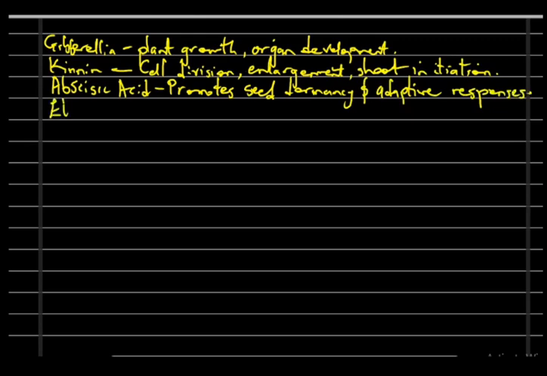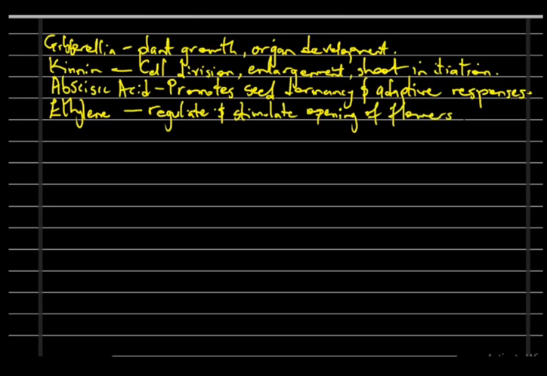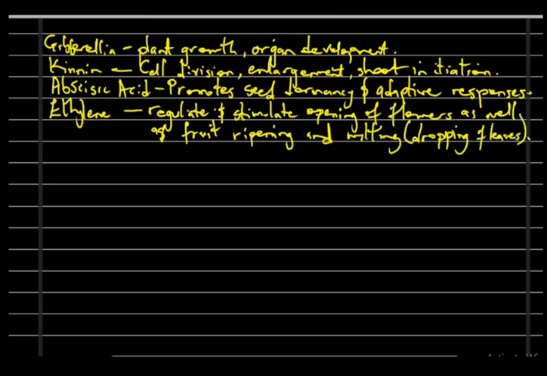And then the last one there, which is ethylene. Ethylene is responsible for regulation and stimulation of the opening of flowers, and it is also responsible for fruit ripening, and then wilting, which is dropping of leaves. So those are the functions of the ethylene.